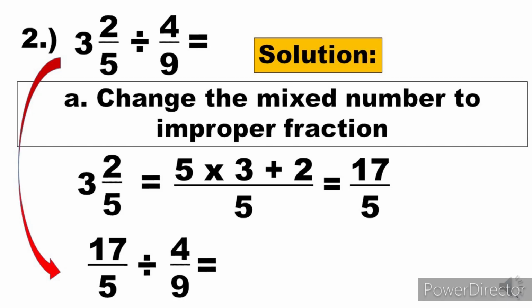So to change 3 and 2/5, i-multiply lang natin yung denominator sa whole number and then i-add natin sa numerator. So we have 5 times 3 plus 2 all over the denominator 5. And then 5 times 3 plus 2 is 17 over 5. And then i-rewrite natin ang 17 over 5 divided by 4 over 9.